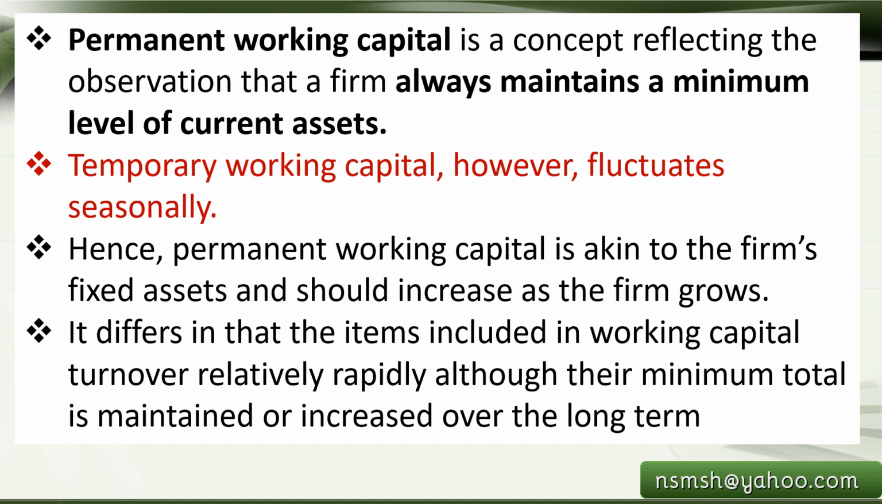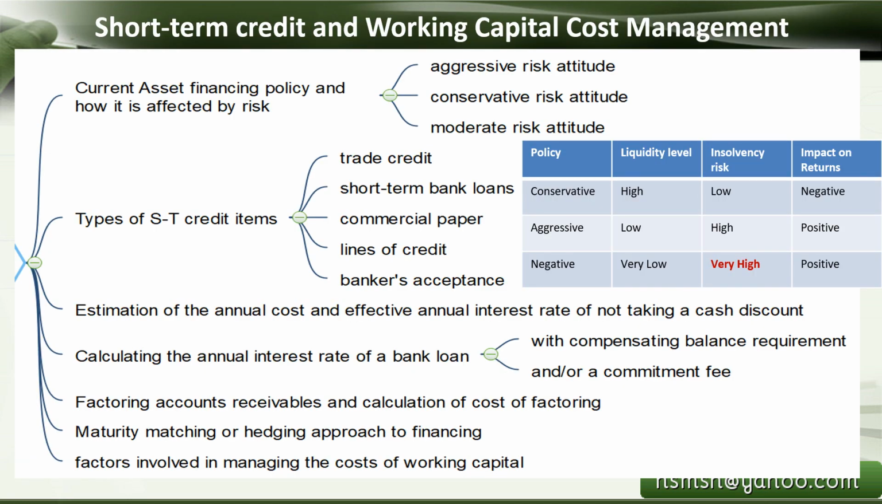That means permanent working capital refers to the level of current assets that have to be maintained and are important for the firm to run its business regardless of the level of operations. Whereas temporary working capital refers to the working capital which is over and above the permanent working capital. Actually, the working capital required funds are managed through short-term credit.